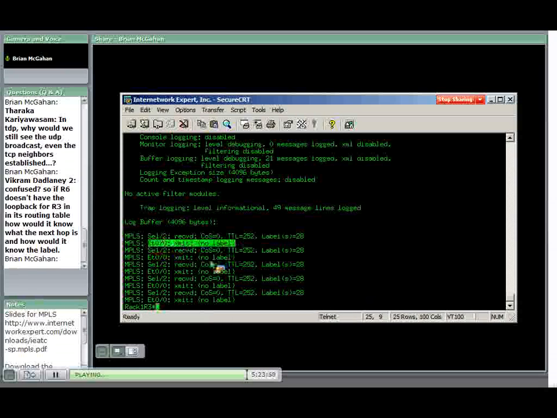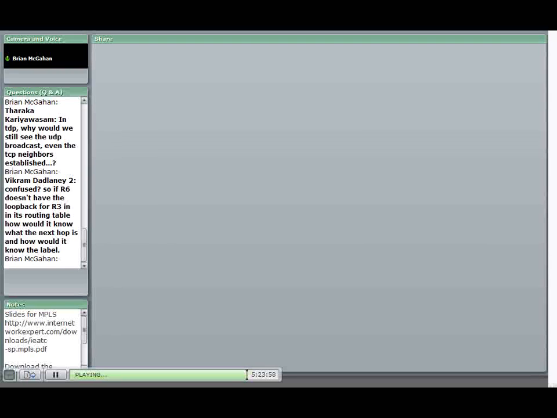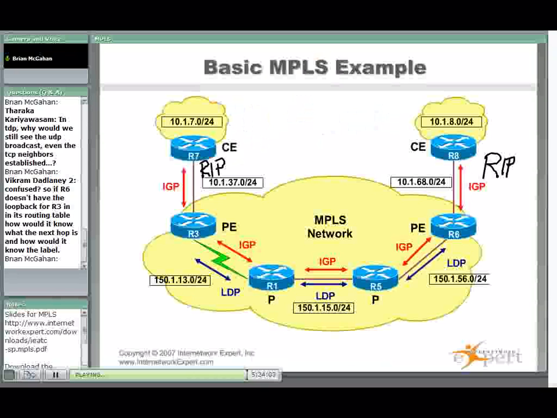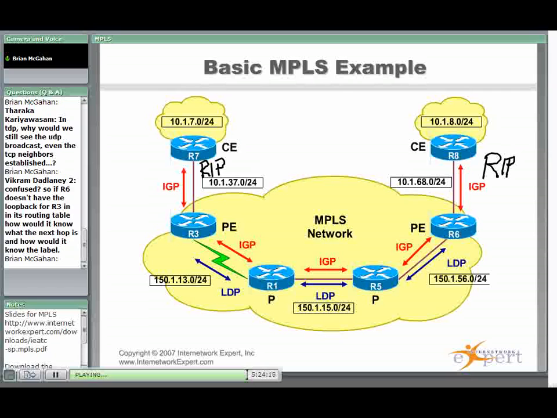Now you can see the output of this on the 7200s is a little bit different than the output on the 3600s and the 3800s. So some of the show commands will show you the difference, how to interpret them. There's some differences when you look at the label forwarding information base. The 7200s do not show BGP labeled routes and VPN labeled routes by default. So when we get into MPLS VPNs in more detail tomorrow, we'll see why that is going to be significant.